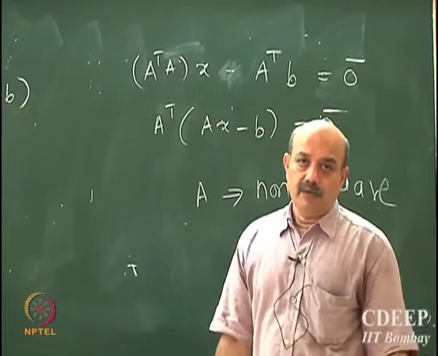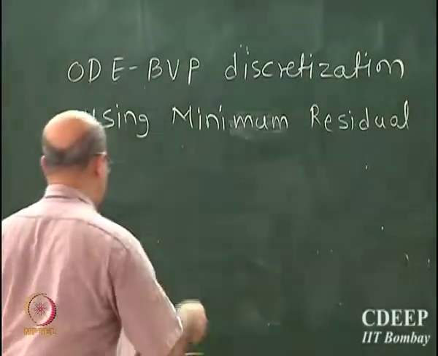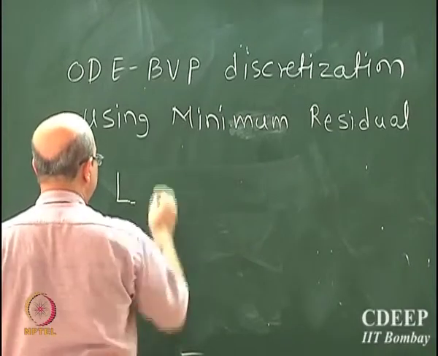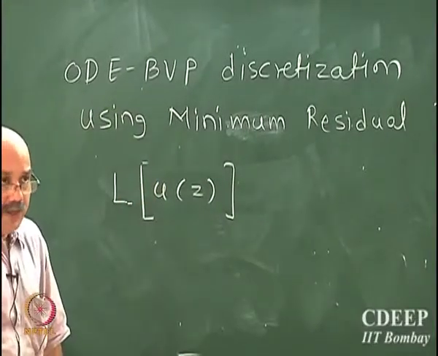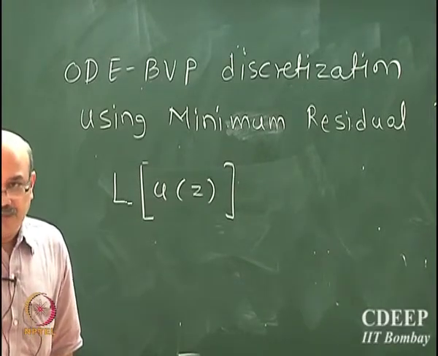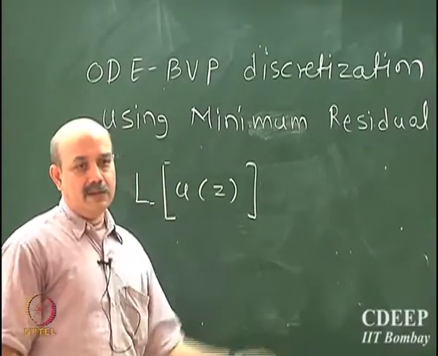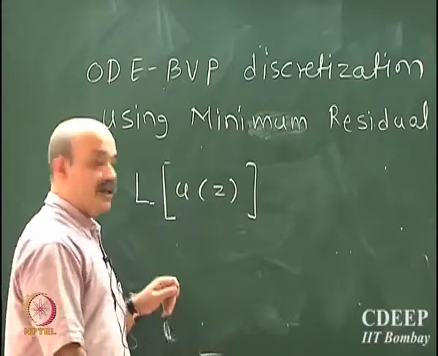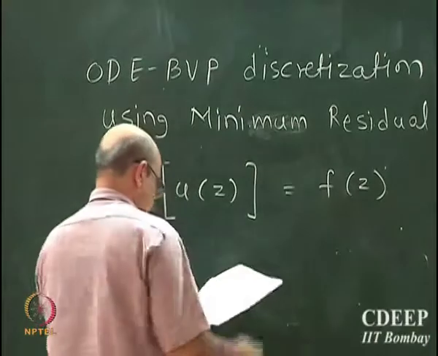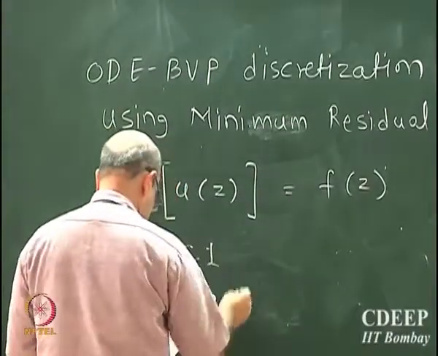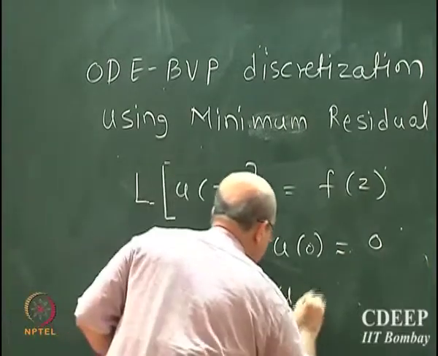So now let's move on to boundary value problem. I want to consider a specific boundary value problem here. There is some operator L which is operating on U(z). I suppose you are familiar with these kinds of things because most of you are attending the other course on mathematical methods, and you have looked at these kinds of problems, right? L operating on U(z) is equal to some f(z), with boundary condition BC1, which corresponds to U(0) equal to 0, and BC2, U(1) equal to 0.